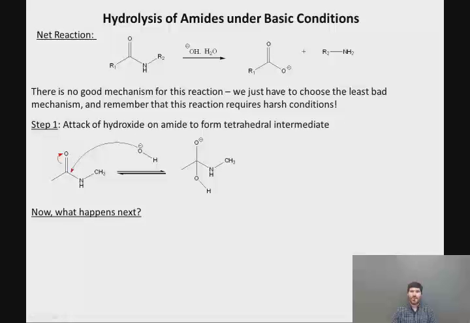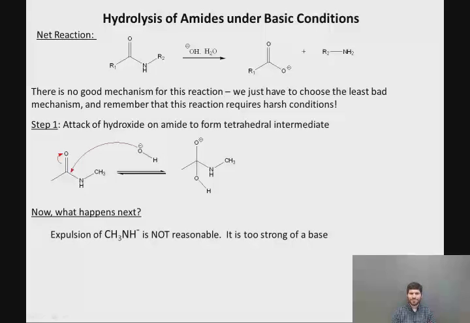Now, what happens next? Well, in the hydrolysis of esters under basic conditions, what we saw happen was the tetrahedral intermediate would collapse, reform the CO double bond, and then kick out OR minus as the leaving group. In this case, if we were to do what is completely analogous, we would kick out CH3NH minus as a leaving group. I'm going to say that is not a reasonable step. CH3NH minus is just too strong of a base. Its conjugate acid is going to have a pKa of about 35 to 38. That is too strong of a base, and it's just not going to be kick-outable as a leaving group, even under basic conditions. Okay, so we're going to cross off that possibility.